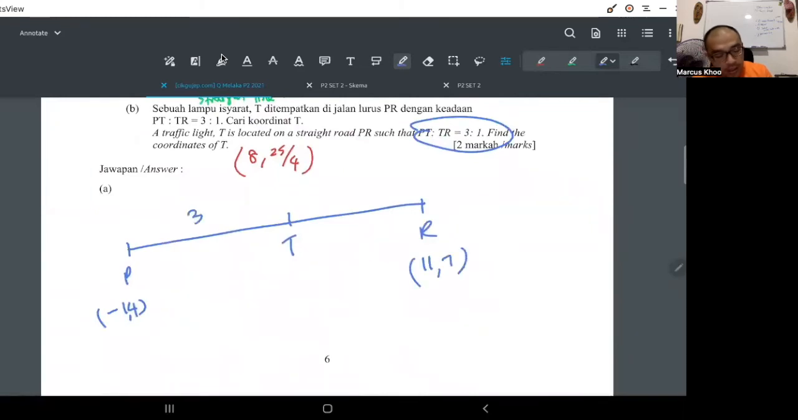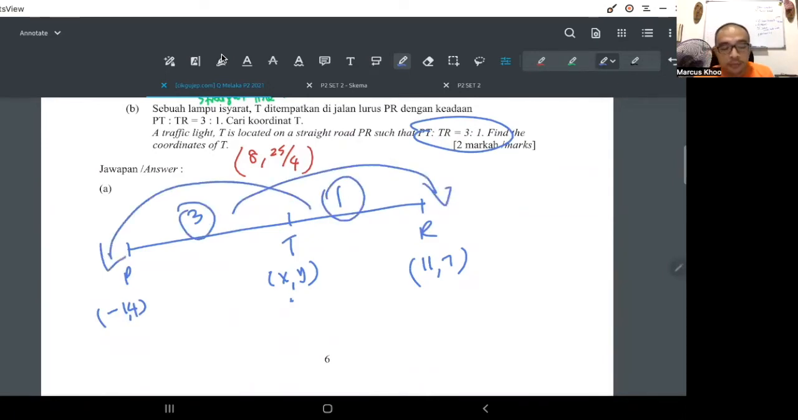Sini adalah 3, sini adalah 1. Macam mana kamu mau cari X dan Y ini? It is the very standard formula, the one yang lompat. Yang ini darab dengan yang ini darab dengan yang ini, untuk mendapat koordinat X dan koordinat Y. So you will get the answer 8 for coordinate X and 25/4 for the Y coordinate. Just jump. Of course, do the math, and you should be able to get the answer.